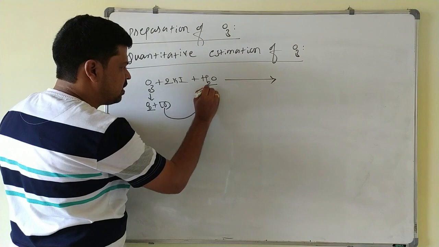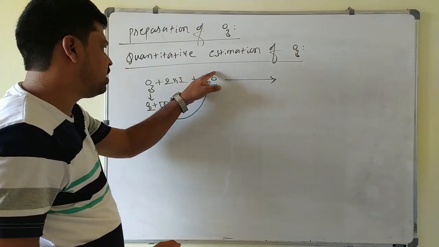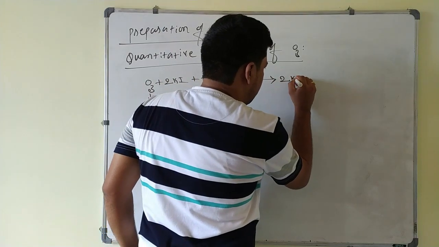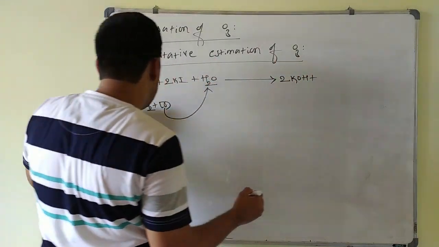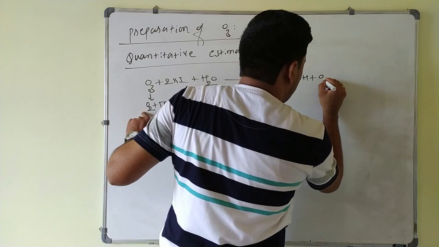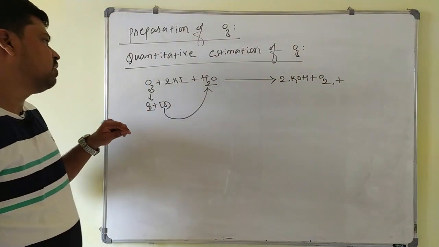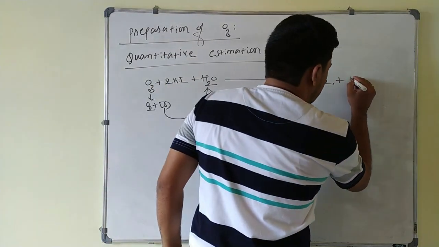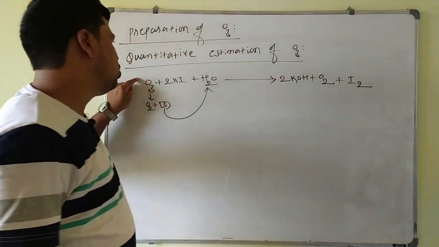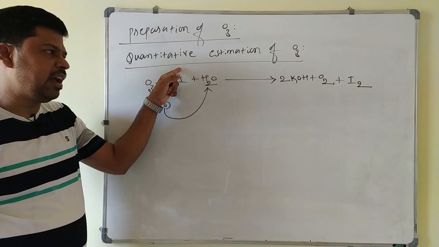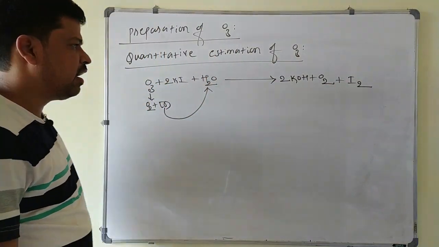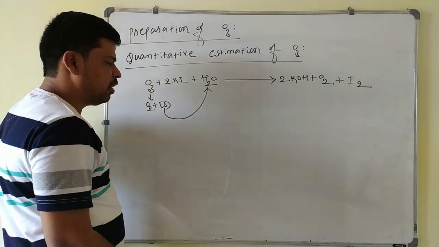With the help of this nascent oxygen, there is a formation of 2 OH minus; 2 K plus combines with 2 OH minus, forming 2 times KOH, plus O2 remaining. So here this iodide is oxidized to iodine. So this ozone, on treating with excess of KI, liberates iodine gas, and this iodine gas is titrated against a standard solution of sodium thiosulfate.